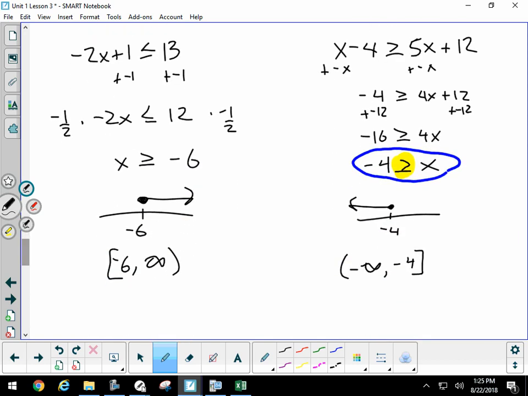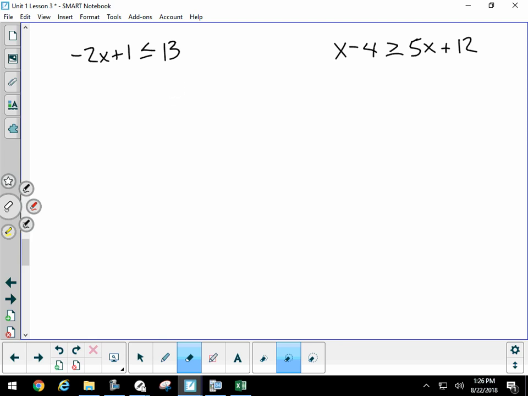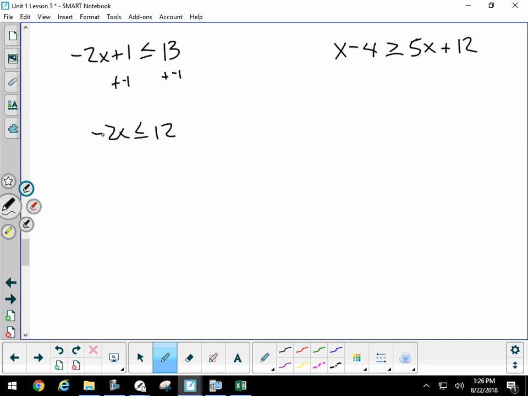Here's a couple more. We want to look at these because this is an example of when we'd have to possibly flip things. So I have negative 2x plus 1. I subtract 1. I have negative 2x is less than or equal to 12. Here's when I can divide by negative 2 or multiply by negative a half. When I do that, I must flip my symbol. Okay? We could check. Our values must be bigger than negative 6.